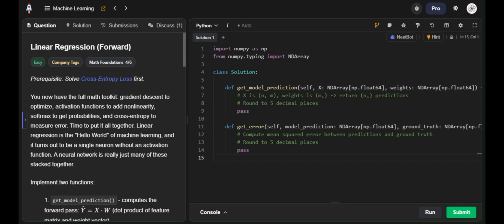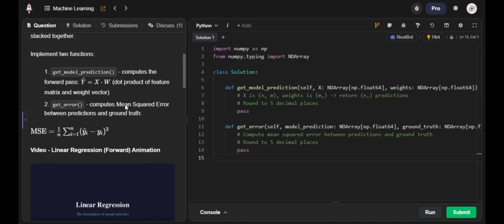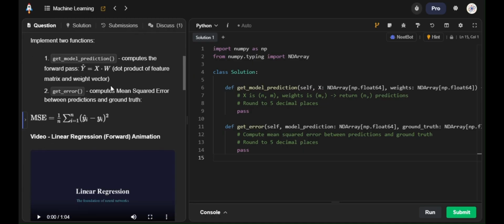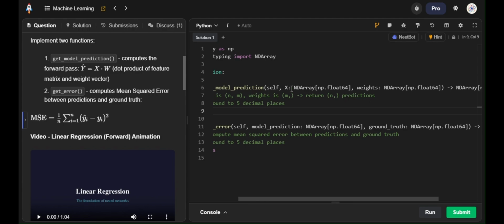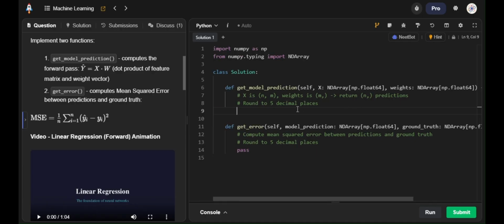Let's begin with the implementation of linear regression. As you can see, here is the question description, and for the sake of simplicity, they have mentioned that here we have to use y equals X times W. Here we are not considering bias, so that makes the question a bit simpler. Now let's begin implementing it. We are given two functions to implement. First is get model prediction, which takes X and W as the parameters, where W is the weights and X is the feature matrix.